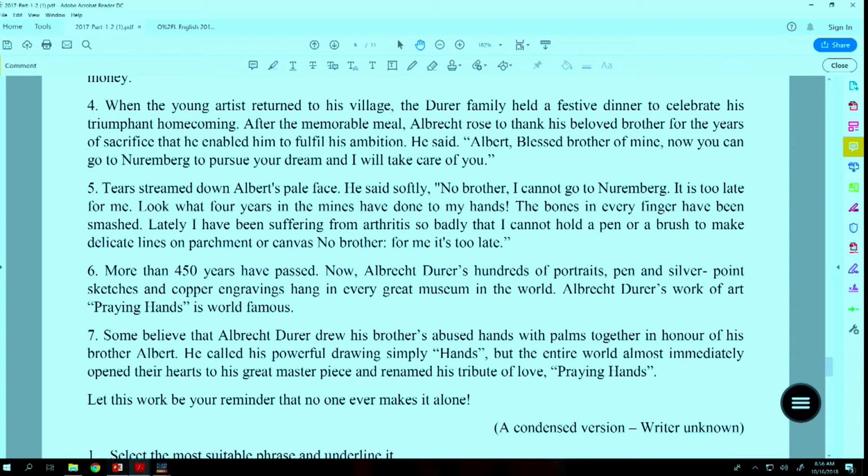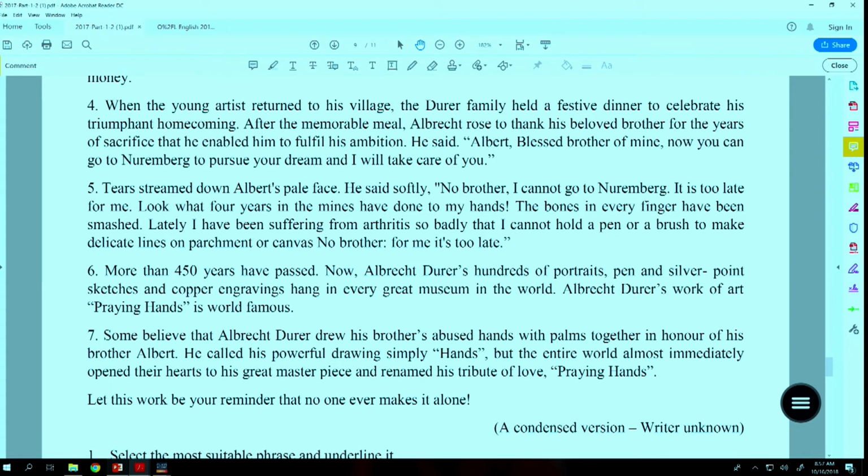After the memorable meal, ඒ ආහාර වේලෙන් පස්සේ Albrecht rose to thank his beloved brother for the years of sacrifice, කැපවීම, පරිත්‍යාගය that he enabled him to fulfill his ambition. Fulfill his ambition means ඉටු කරගන්නවා. Fulfill means ඉටු කරගන්නවා. ඔහුගේ සිහිනය. අරමුණ ඉටු කරගන්න සහෝදරයාගේ කැපවීම. කරපු සහෝදරයාගේ කැපවීම ගැන එයා මොකද කරේ නැගිටලා thank කරා.